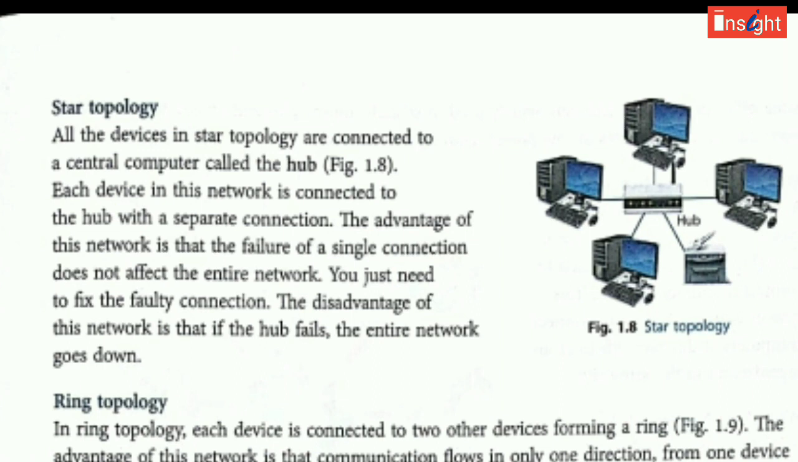The advantage of this network is that the failure of a single connection does not affect the entire network. Like in bus topology, if the cable breaks, it affects the entire network. So in star topology, if any failure occurs to any connection, only that particular faulty connection has to be fixed. The disadvantage of this network is that if the hub fails, the entire network goes down.